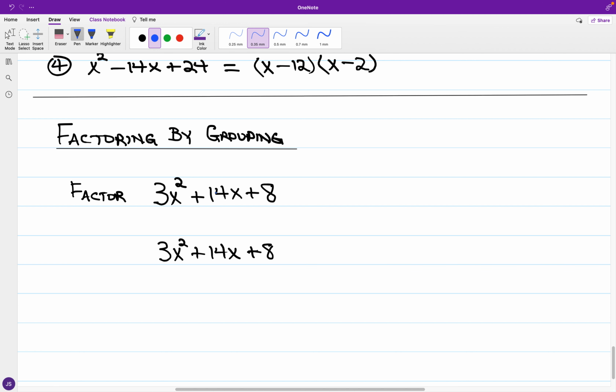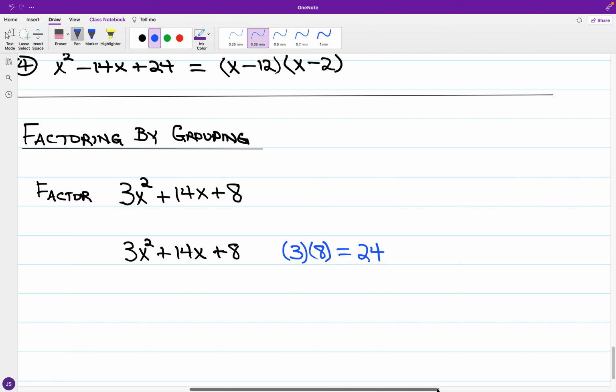So in the lead up to factoring by grouping, we can look at the first and the last coefficients, which in this case will be 3 and 8. You're going to multiply them together, so 3 times 8 is going to be 24. Now where 14 comes in, I'll be looking at factors of 24 that will add up to 14.